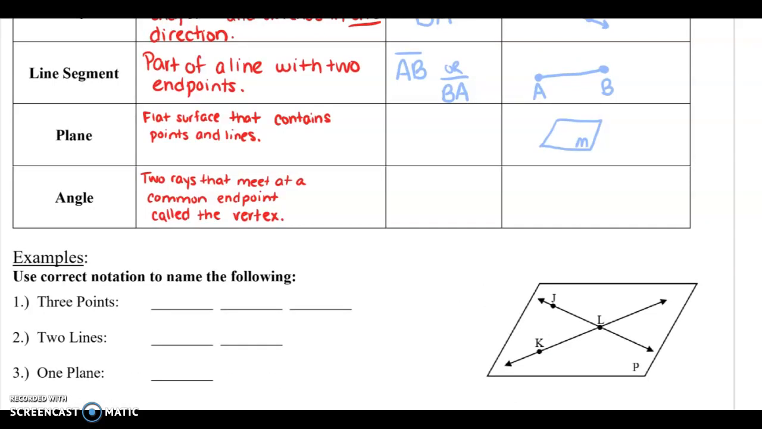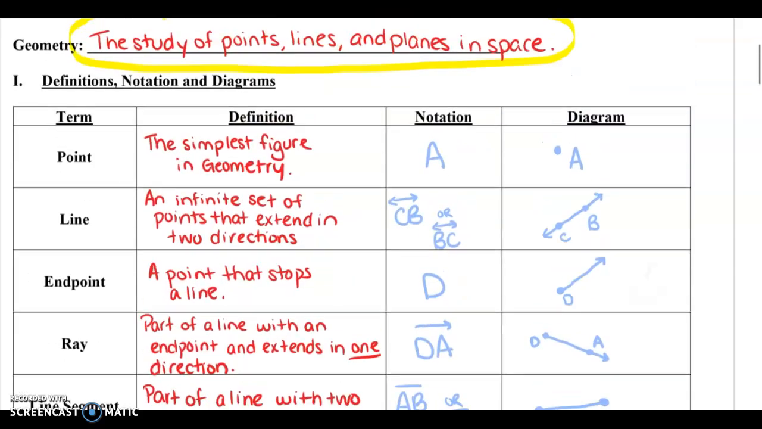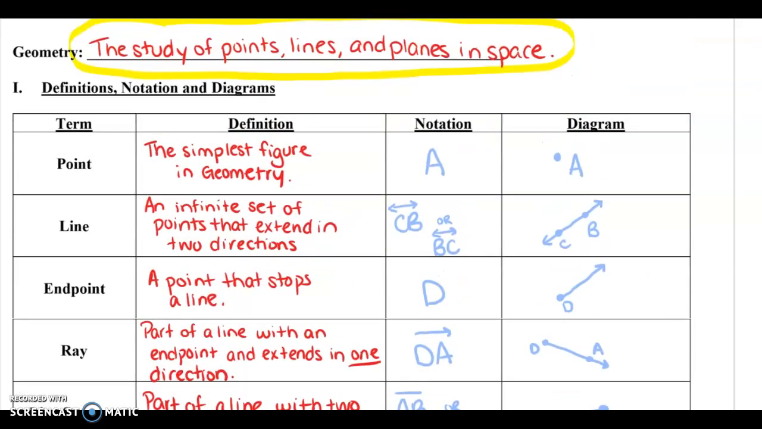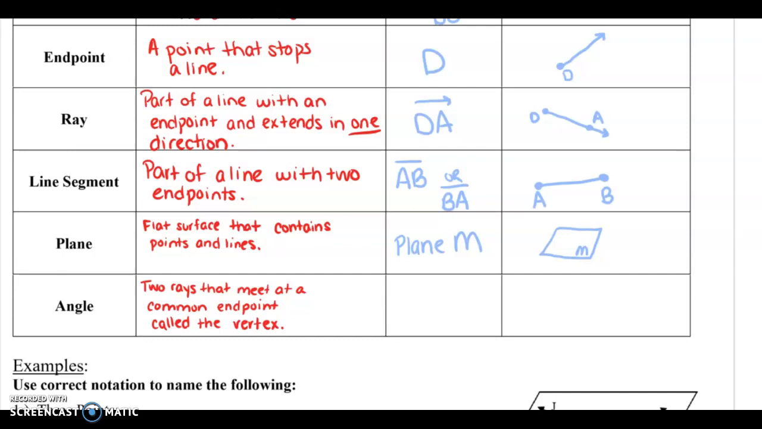And we don't use just M, we actually write the word plane with an N, plane M. Because if you just use an M as your notation, you're going to be talking about a point, since points are labeled just with a capital letter. So you want to include that word plane in front of it.